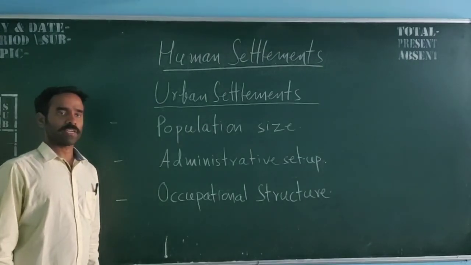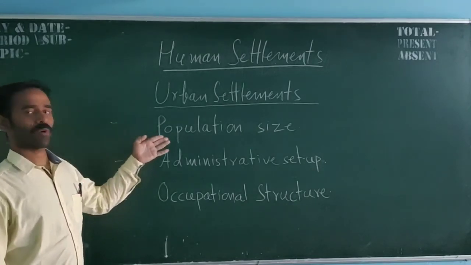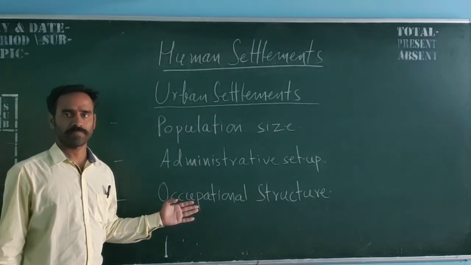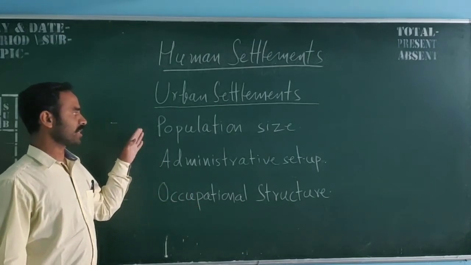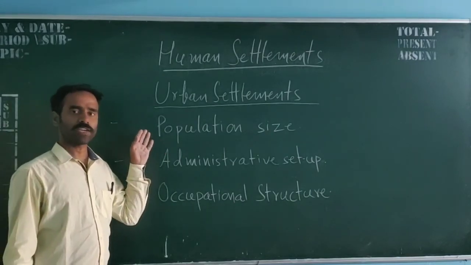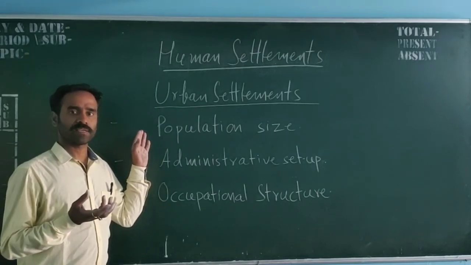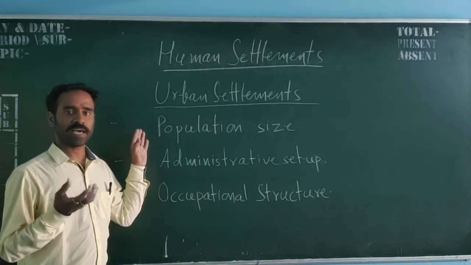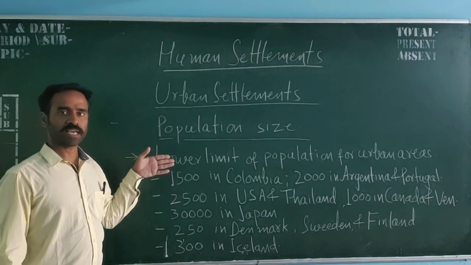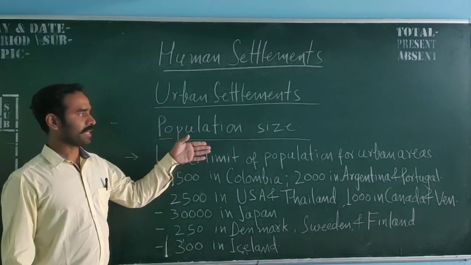I would like to repeat again that some of the common bases for classifying the urban settlements are population size, administrative setup, and the occupational structure. In most countries, the population size varies. Here, we'll try to understand the population size for an area to be considered urban in different countries. So you can see here the lower limit of population for urban areas in different countries.